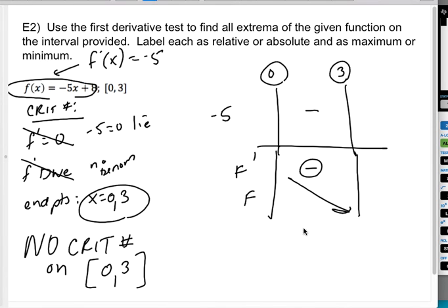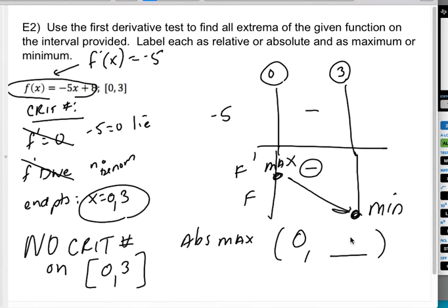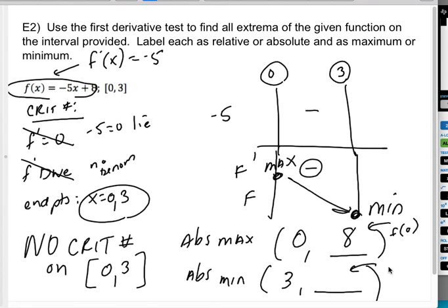So this makes logical sense, which means that the max value is going to be the one at the start of the interval, and the min is going to be the one at the end. So the absolute max is going to be 0, comma, and then I'm going to do f of 0, which is 8, right? This was f of 0. And the absolute min is going to be at 3, comma, blank. Well, that's going to be f of 3, which is going to be negative 15 plus 8. That's going to be a negative 7.